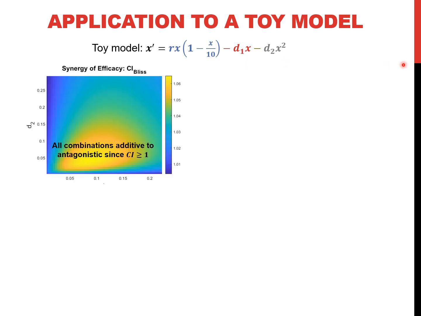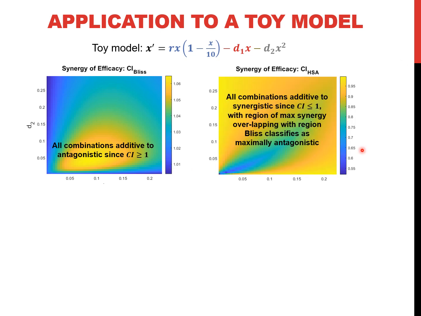Okay, so we create these plots. On the x-axis, you have the dose of drug 1. On the y-axis, the dose of drug 2. And let's check what synergy of efficacy by Bliss predicts. So we'll look at this and it says, okay, so if we vary these doses and calculate our combination indices, all combinations are predicted to be additive to antagonistic, since coefficient of interaction is greater than 1.